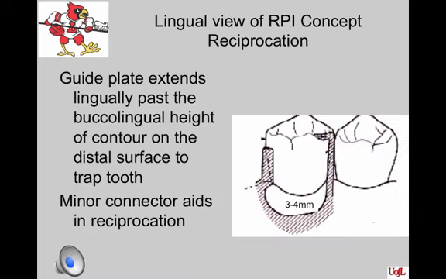A view from the lingual aspect of the RPI clasp reveals the mechanism of reciprocation for the clasp assembly. The guide plate must extend lingually past the buccolingual height of contour on the distal surface of the tooth. It will then trap the tooth from moving lingually when the direct retainer flexes into the undercut. The minor connector leading to the rest also aids in this reciprocation function.